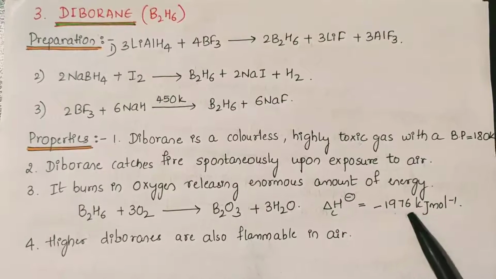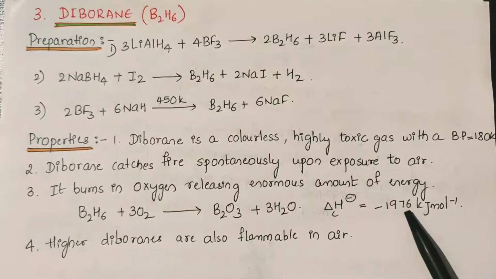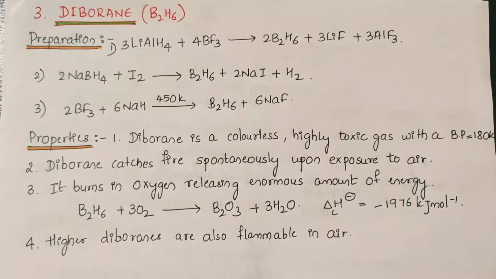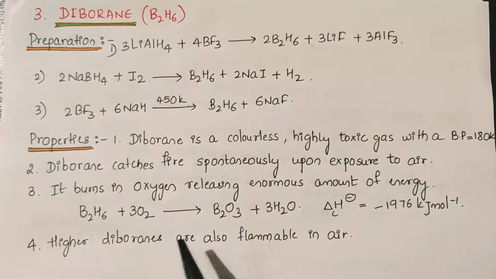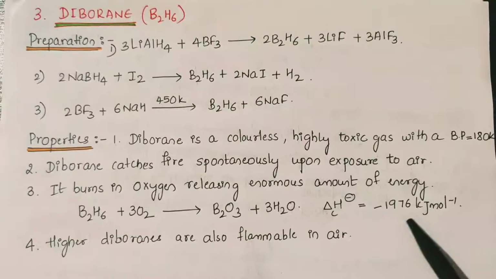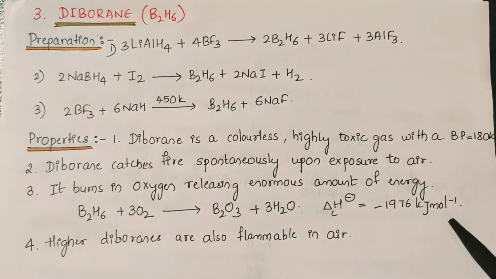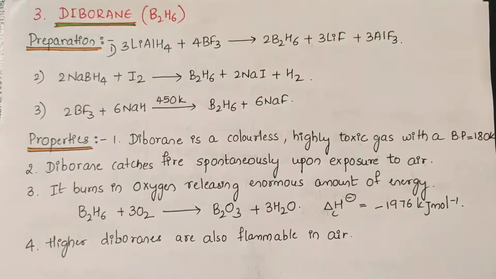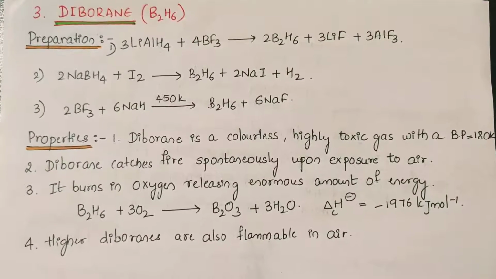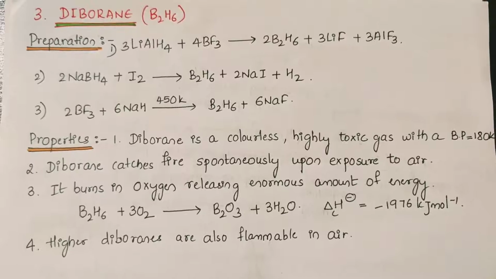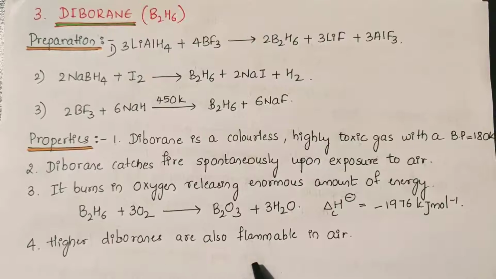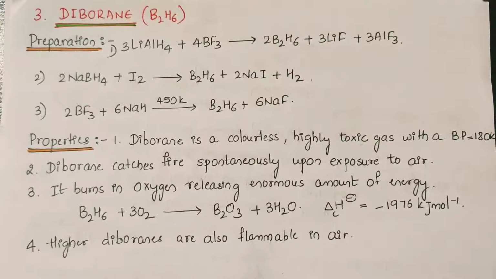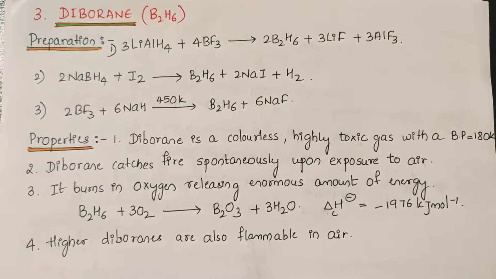So what is the amount of energy? Minus 1976 kilojoules per mole. An exothermic reaction takes place. So whenever diborane undergoes combustion, an exothermic reaction takes place, releasing an enormous amount of energy. In earlier times, old buildings, if you wanted to break them, it was done using diborane, because it releases a large amount of energy. Now, higher diboranes are also flammable in air. So these are some of the properties of diborane.